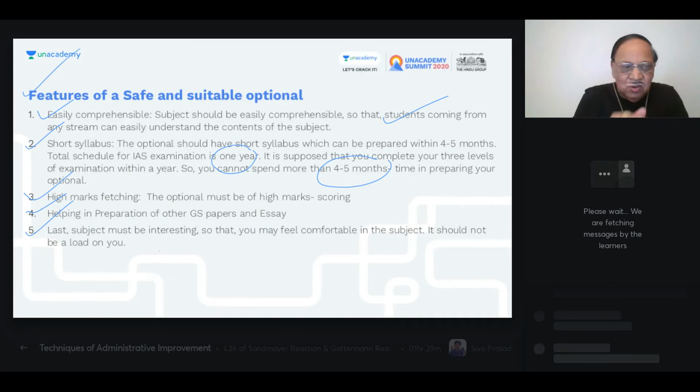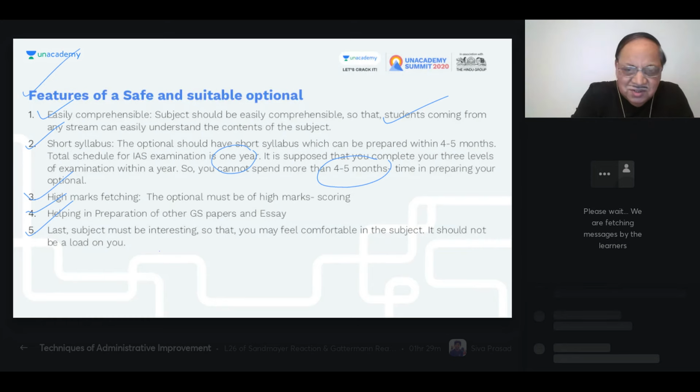So these are the 5 points that you have to consider in selecting an optional subject for your IAS examinations. What are those? Number one, easily comprehensible; two, short syllabus; three, high marks fetching; four, helping to prepare other GS papers and essay; and last, it must be very interesting.